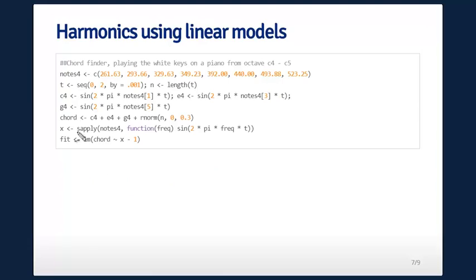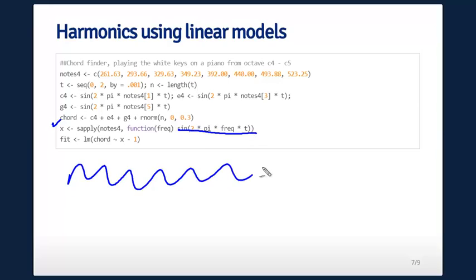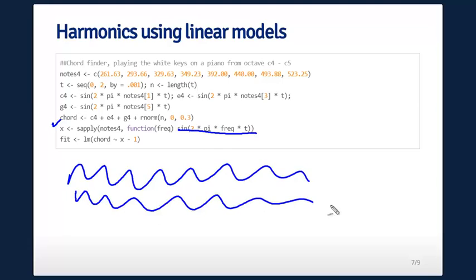So here I'm going to apply to those notes, I'm going to create my basis functions, which is just a bunch of sine terms, right? Each one of these guys is going to look like that at a different frequency, where the frequency corresponds to the notes. Okay, so I'm going to fit the chord that I observe as a function of my basis. I'm going to get rid of the intercept because I know there's no intercept in the way that I'm doing this, but you could add the intercept if you want.